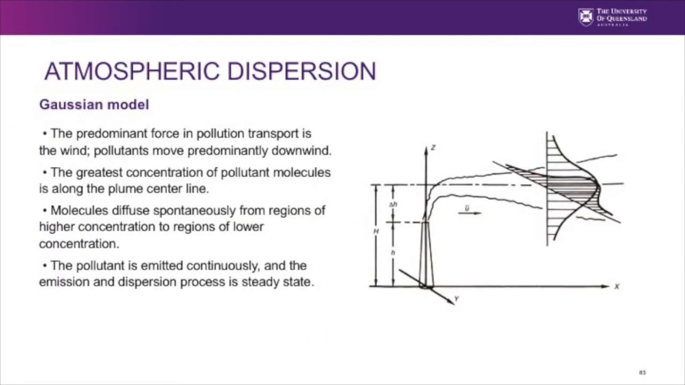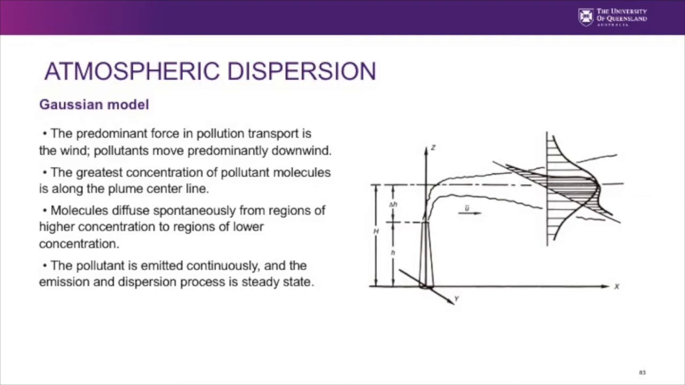The most commonly used model for the dispersion of gaseous air pollutants is the Gaussian model. It was developed by Pasquill, and it models how gases are dispersed in the atmosphere. This is under the assumption that they will exhibit ideal gas behavior.